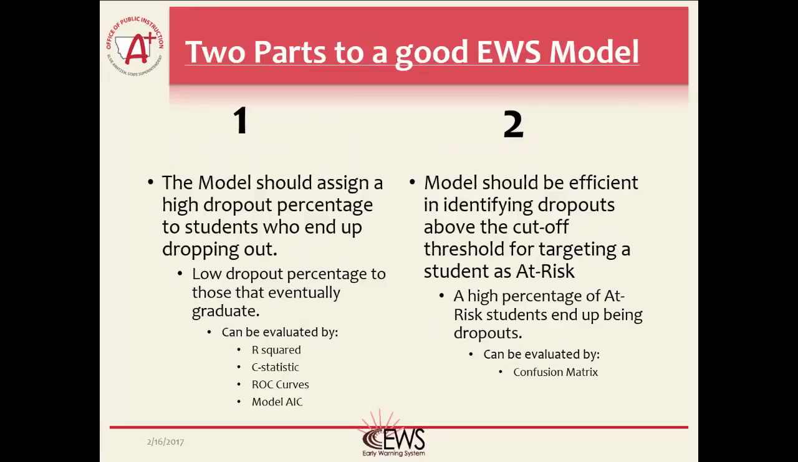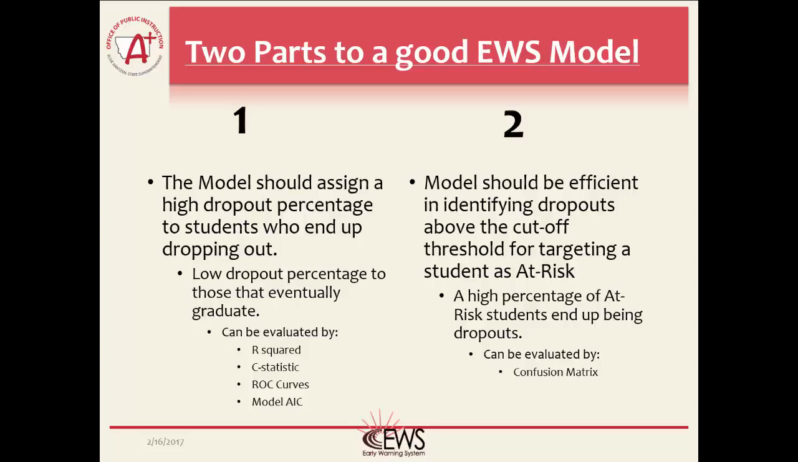So now that we have a model built, the next question is, how do we know the model is doing as intended? There are 2 parts to a good early warning system model. The first is the model should assign a high dropout percentage to students who eventually end up dropping out, and therefore a low dropout percentage to those that eventually graduate. There are many ways this can be evaluated, including using the R-squared, C-statistics, and ROC curves and others.